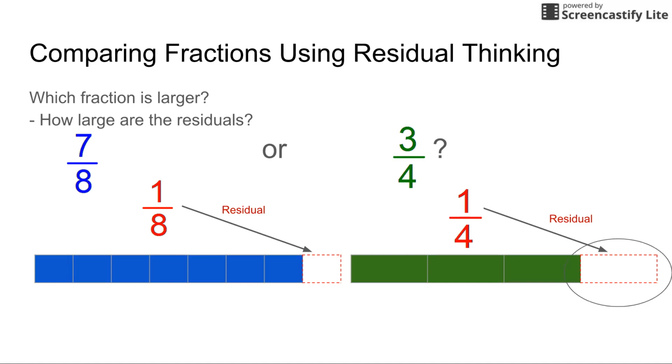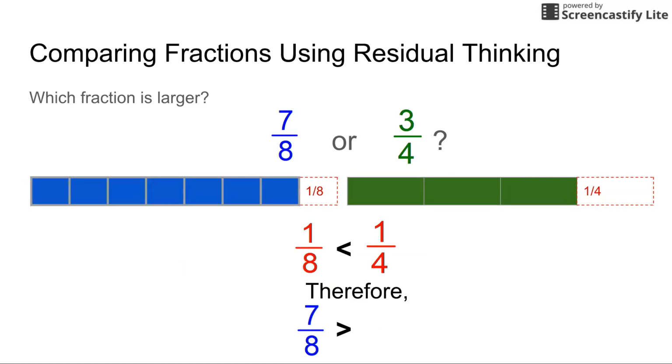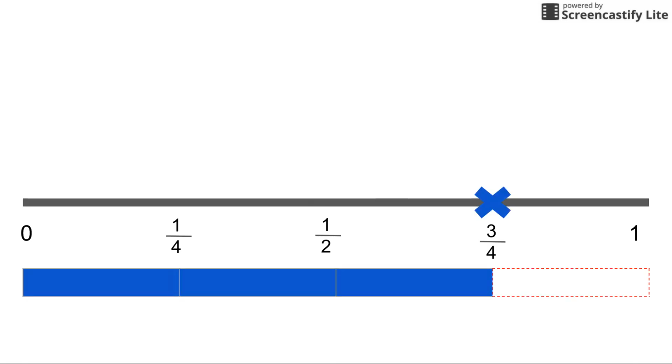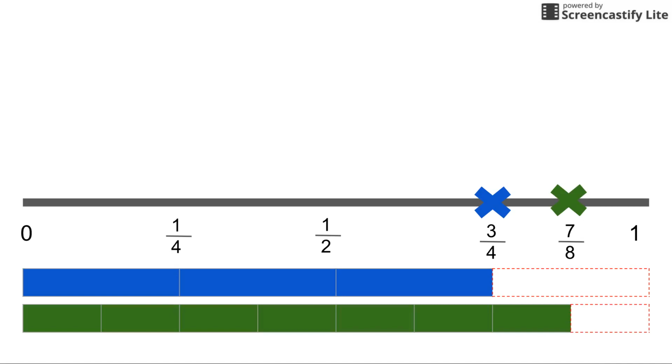As you can see, 3 quarters has a larger residual than 7/8. In other words, 3 quarters requires more to become a whole than 7/8, and so 7/8 is greater than 3 quarters. We can also plot this on a number line. Using the benchmarks we recently learned, if a whole is 1, 3 quarters is located between half and 1, and 7/8 is in between 3 quarters and 1. As you can tell, 7/8 is closer to the whole or 1 compared to 3 quarters.